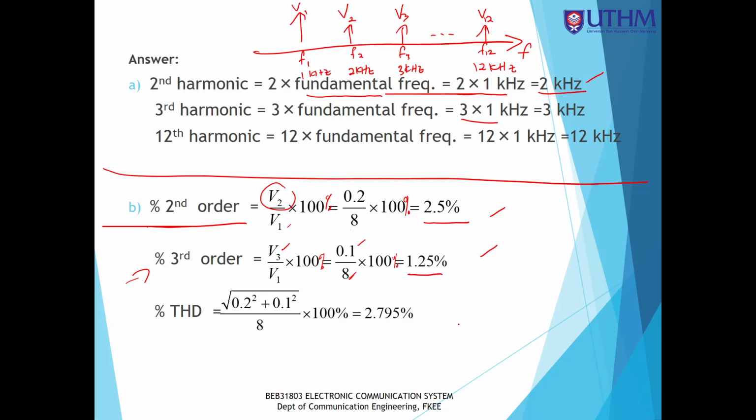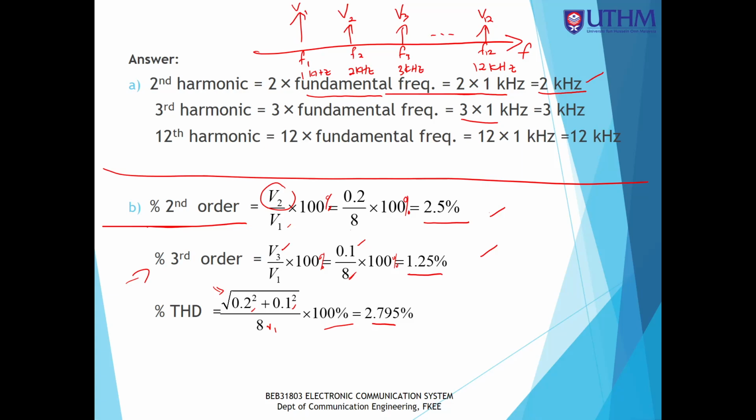Now find the percent of total harmonic distortion. First you need to find the quadratic summation of the higher harmonics: V2 squared, second order, plus 0.1 squared of third order. The square root of second order voltage squared plus third order voltage squared, divided by the fundamental V1 multiplied by 100%, gives 2.795%.